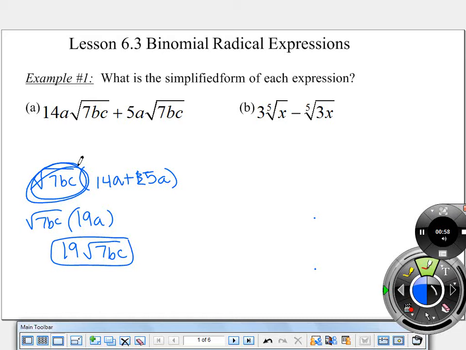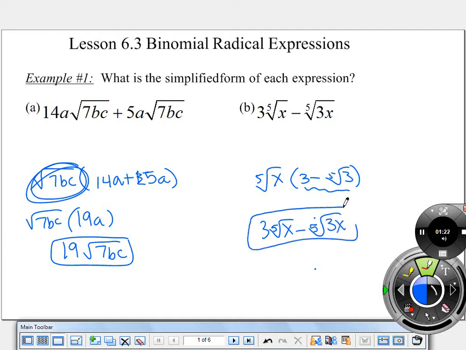In part B, you'll notice that one says the fifth root of x and one says the fifth root of 3x. If we just tried to do the same thing we just did, we still have these, and these can't be combined together. So really, there is no way to make this one term. It's going to remain 2. Okay?